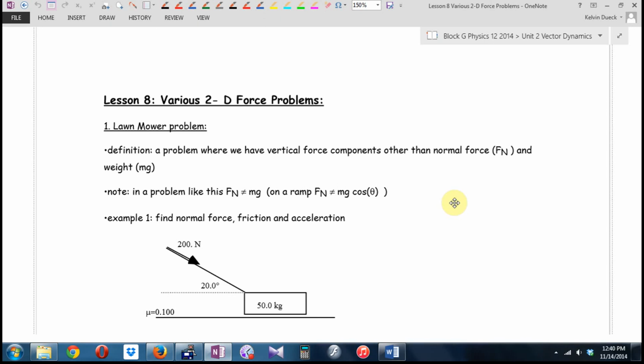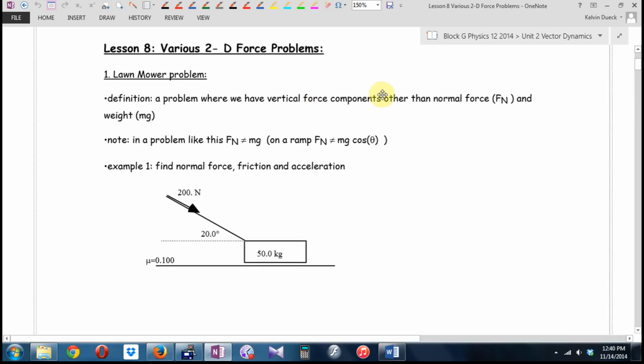So, definition: a problem where we have vertical force components other than the normal force and mg. Usually someone pushing down at an angle or pulling up at an angle. So the key idea in a problem like this: the normal force is not equal to mg, or on a ramp, the normal force is not equal to mg, of course. It's not equal to the perpendicular component.